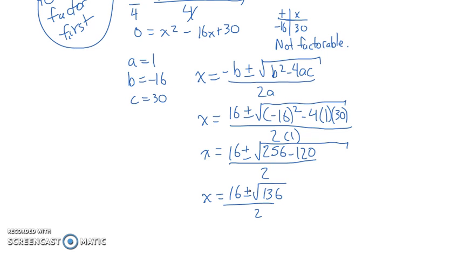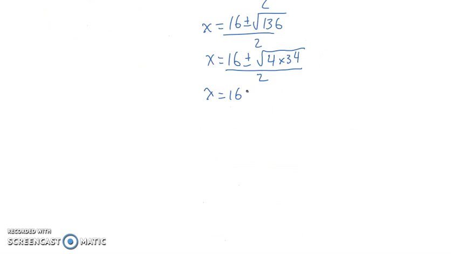That's not quite done yet, because we can still take a perfect square out of the 136. We take a perfect square of 4 out of there. Four times 34, and divide by 2. So x is equal to 16 plus or minus 2 root 34 divided by 2. The 2 and the 16 cancel to give us 8, and the 2 and the 2 cancel to give us 1, so I get 8 plus or minus root 34.